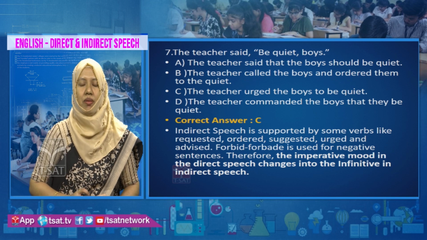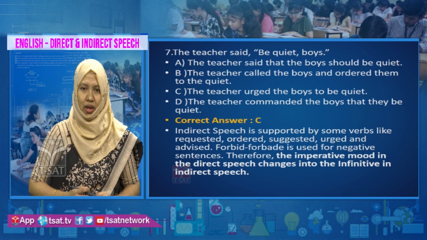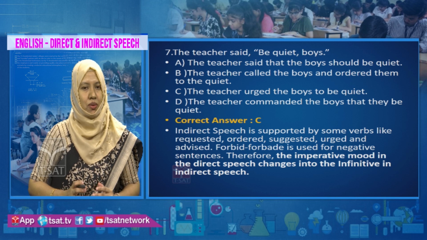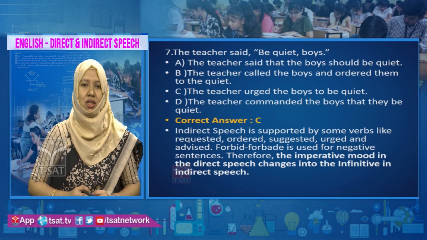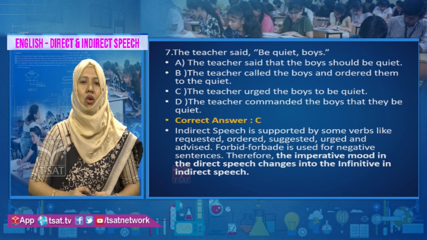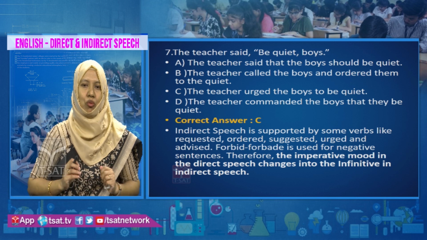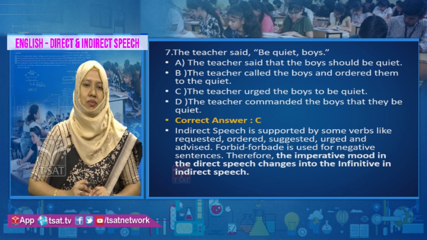Next example. The teacher said, "Be quiet, boys." Let us look at the options. Option A, the teacher said that the boys should be quiet. Option B, the teacher called the boys and ordered them to be quiet. Option C, the teacher urged the boys to be quiet. Option D, the teacher commanded the boys that they be quiet.